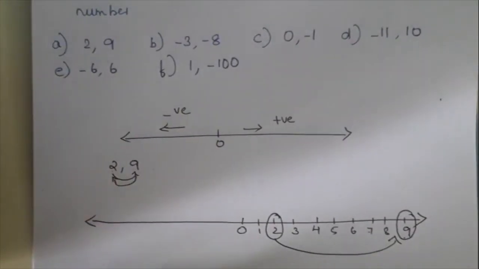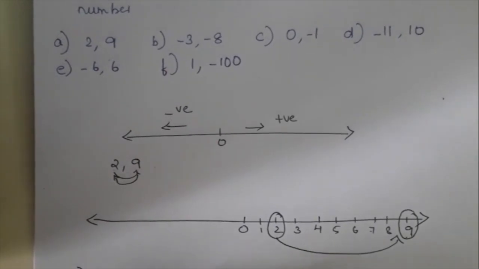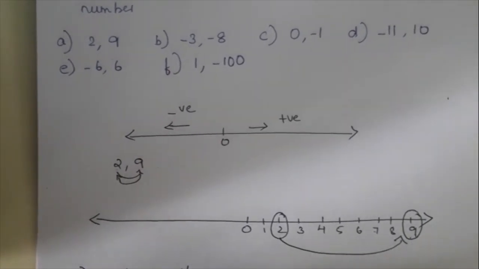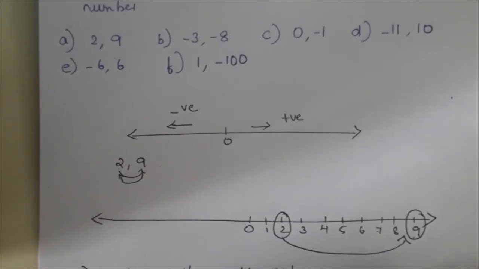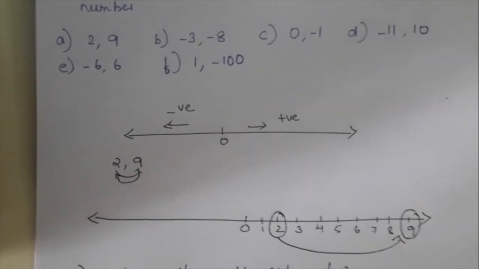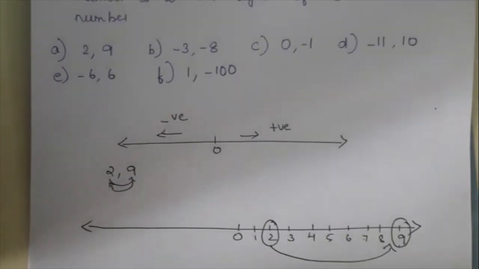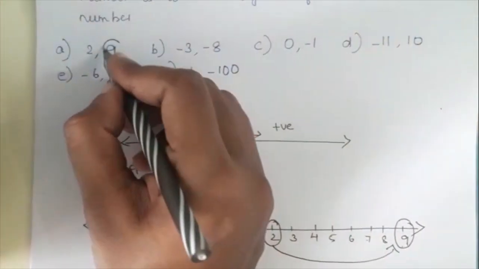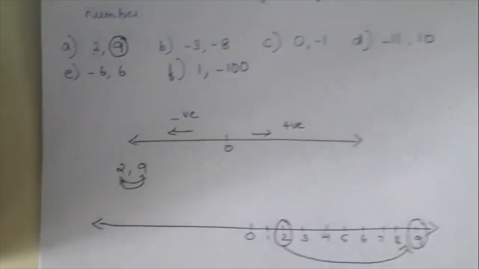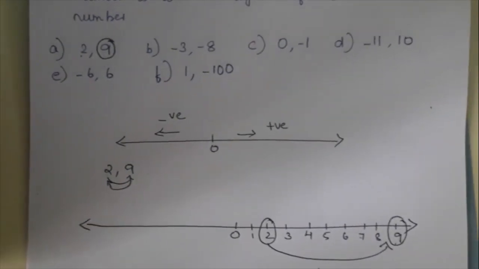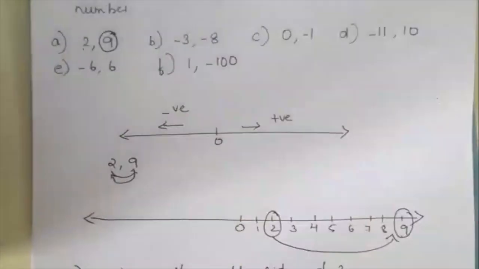So the answer for the first one is 9 is on the right side of 2. Okay. So second one, so from this it is clear, greatest number will be always on the right side of the smallest number. Okay. So second one is minus 3 and minus 8.